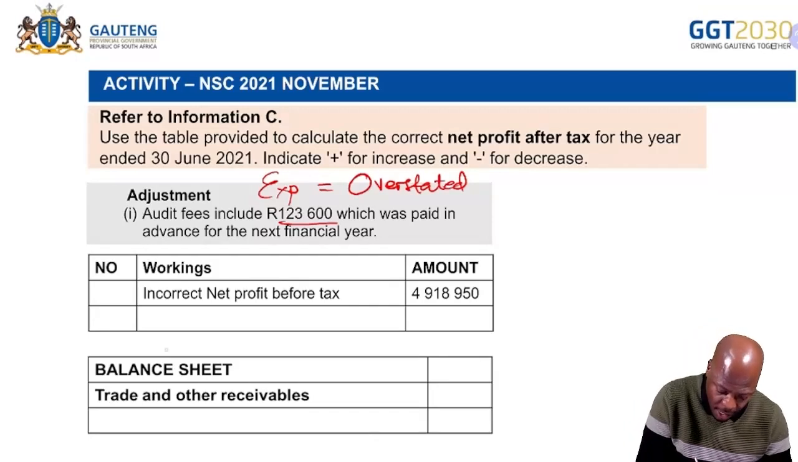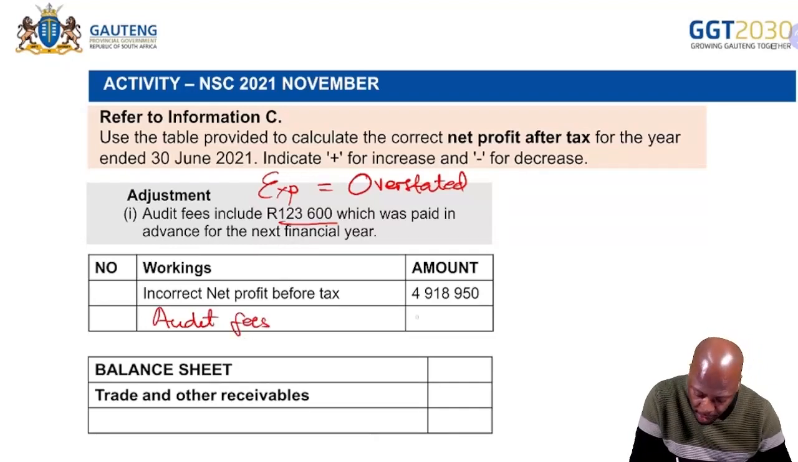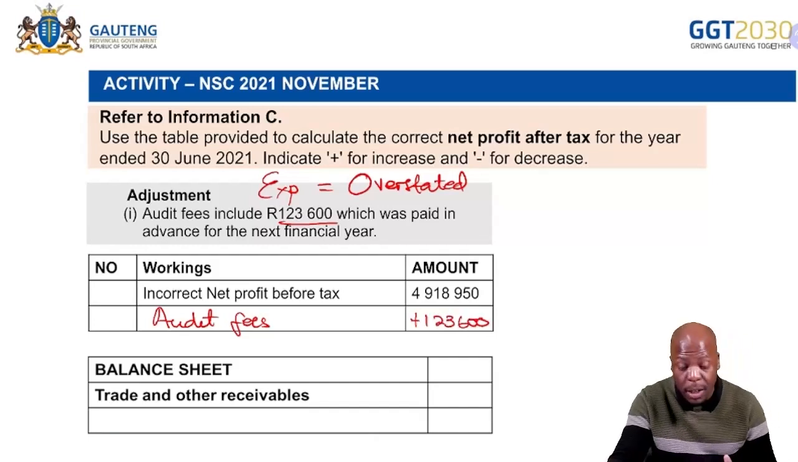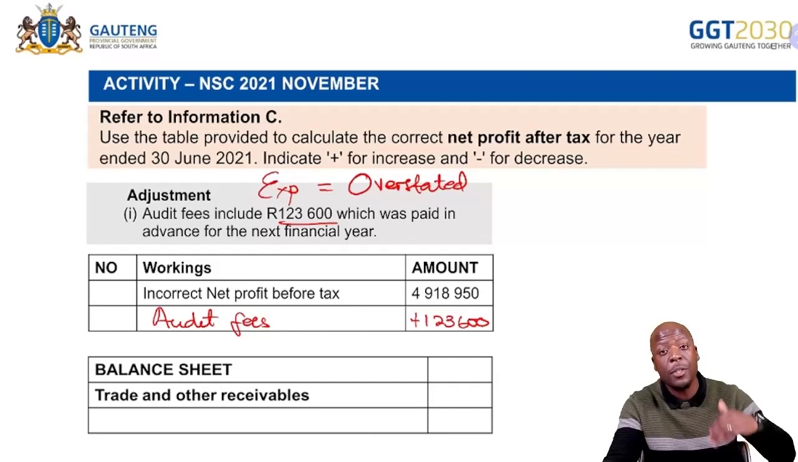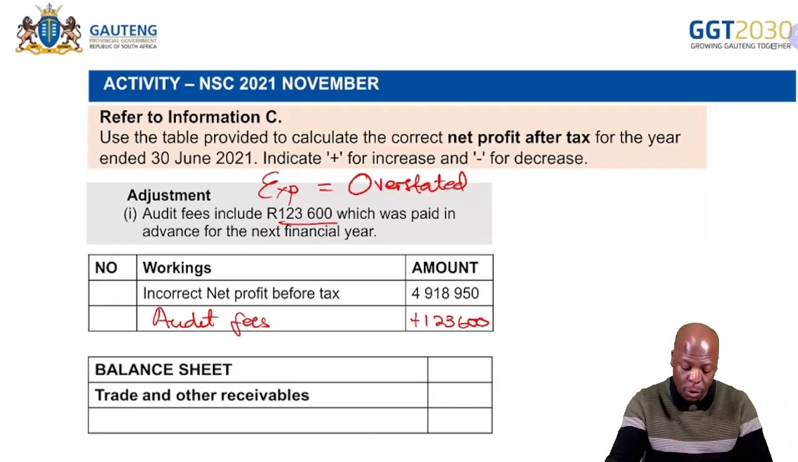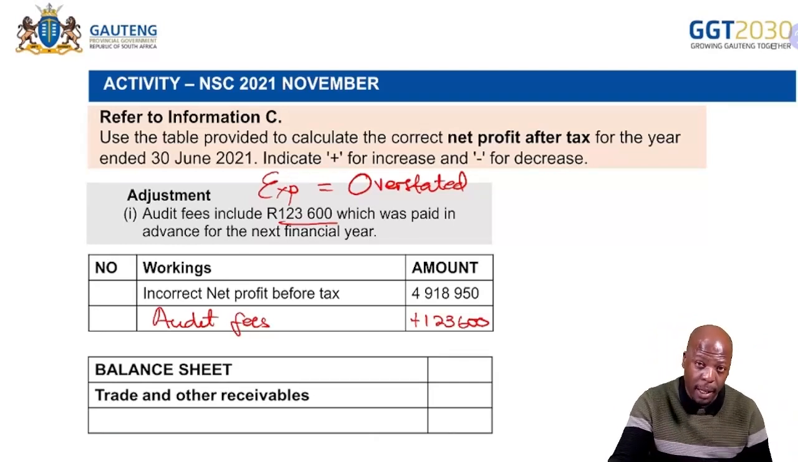So I'm going to come here and say, this is my audit fees. And my audit fees, when I come here, I have to add this back. And how much am I adding back? I'm adding my 123,600. It has to be added back. It has been subtracted when it was not supposed to be subtracted, because it's for the next financial year. So in this regard, I have to add it back.